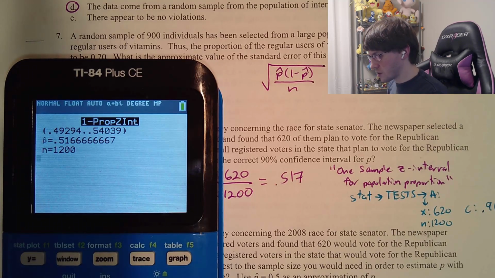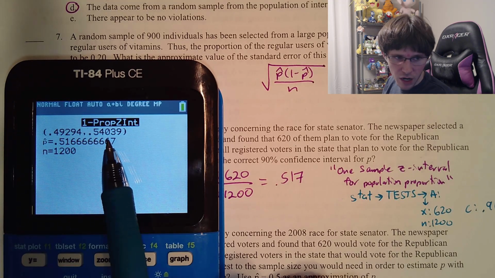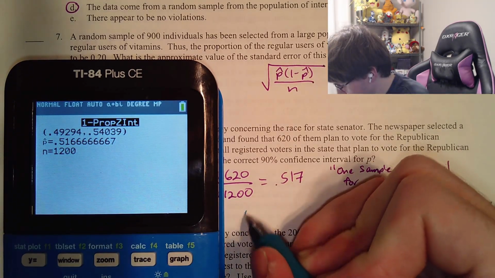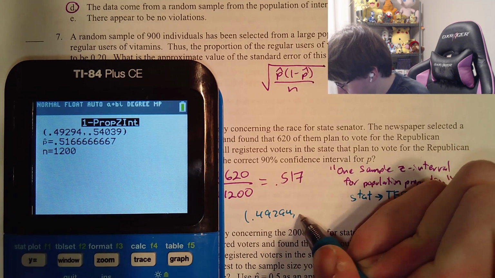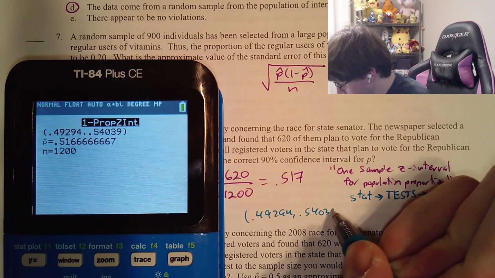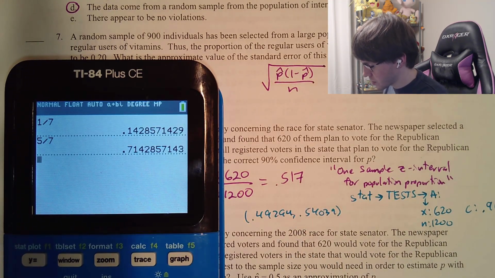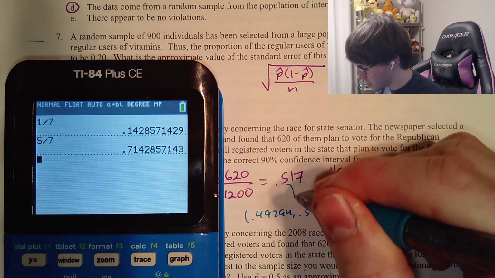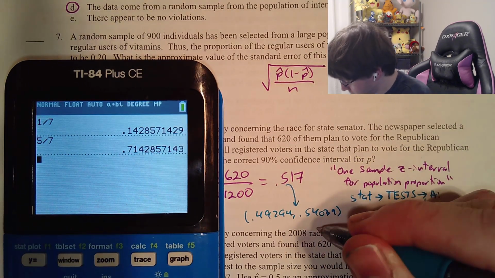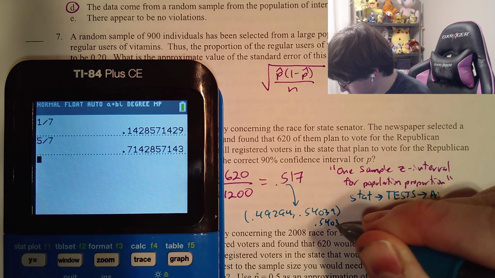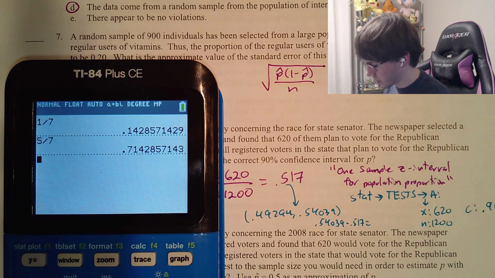So how are we going to figure this out? Well, that is the edge of our confidence interval. The interval is from 0.49294 to 0.54039. We're going to subtract the edges to find the dead center. If I just did 0.54039 minus 0.517, I will get my final correct answer.